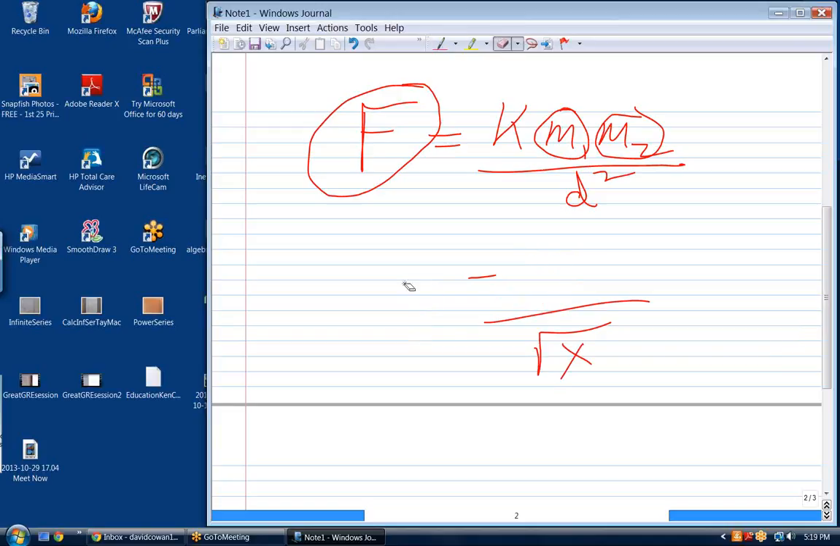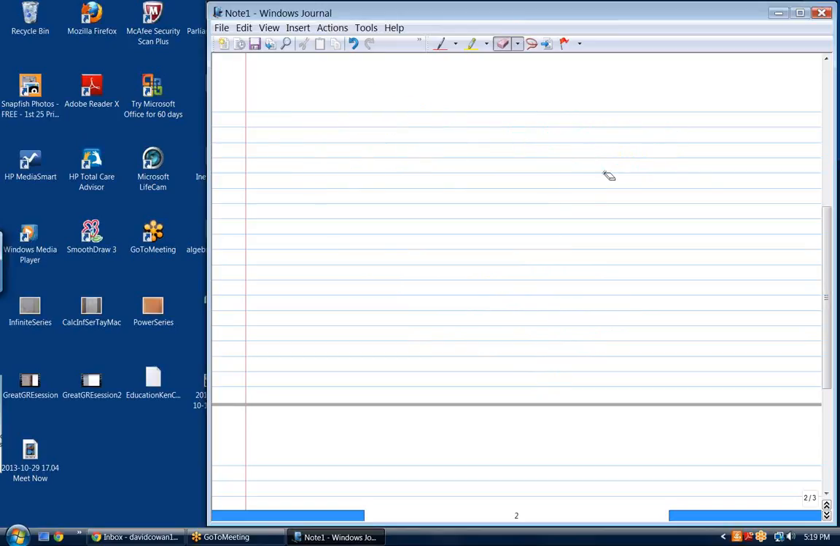It's the terminology really that determines whether it goes in the numerator or the denominator.